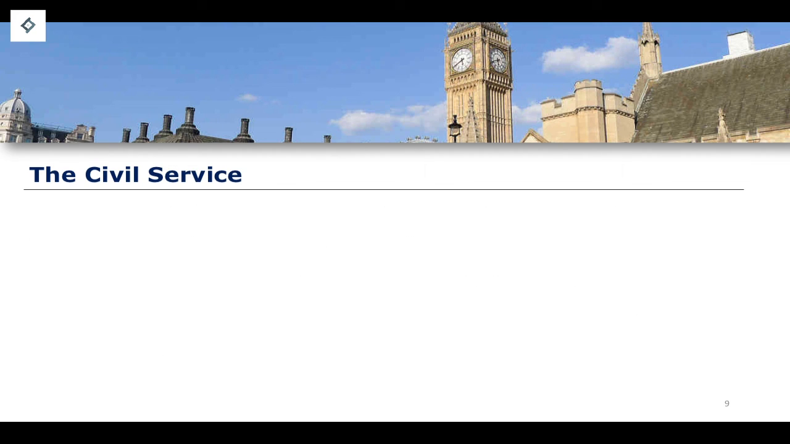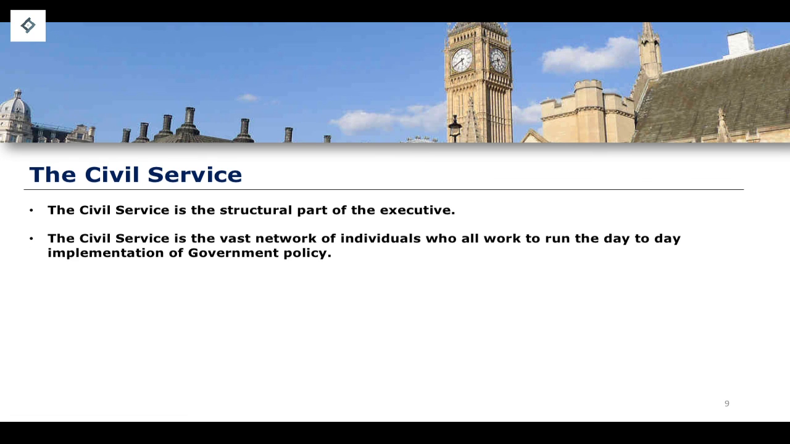Finally, then, we have the civil service. Now, the civil service is described as the structural component of the executive branch. The reason for this, of course, is because when you talk about the implementation of policy and the enforcement of law and all of these different complicated issues, you need a very big and vast network of individuals who will do the running of the day-to-day implementation of government policy.